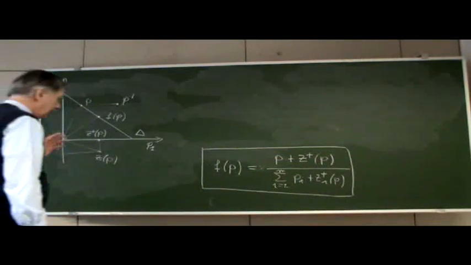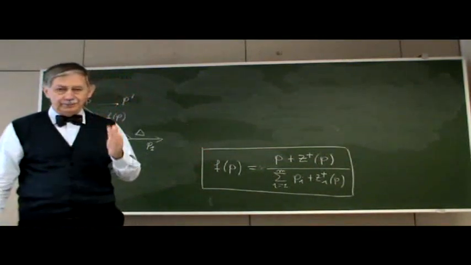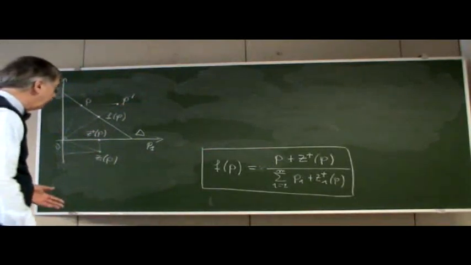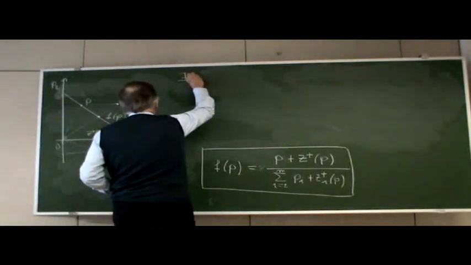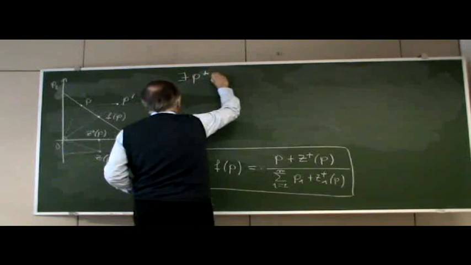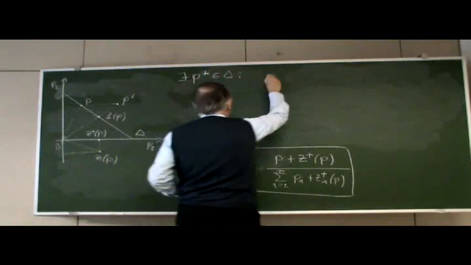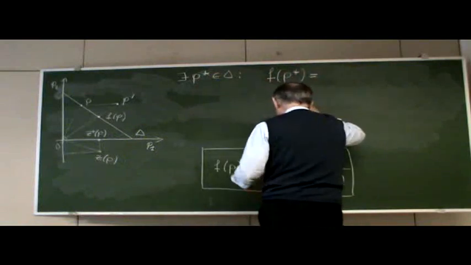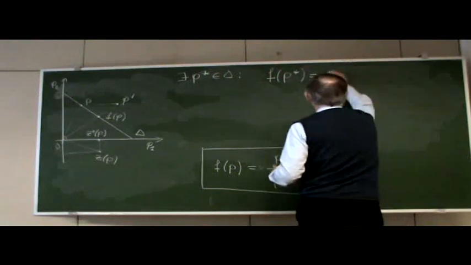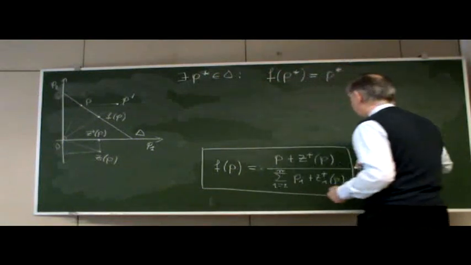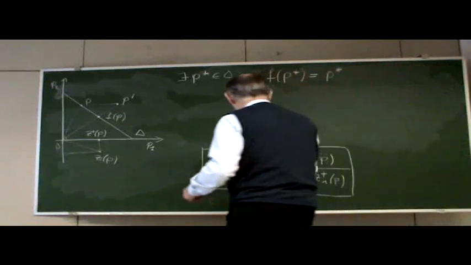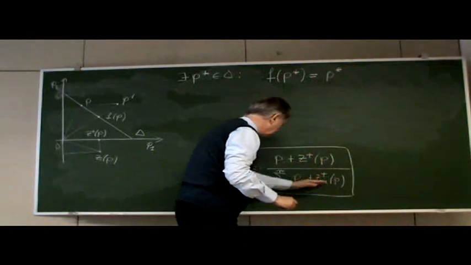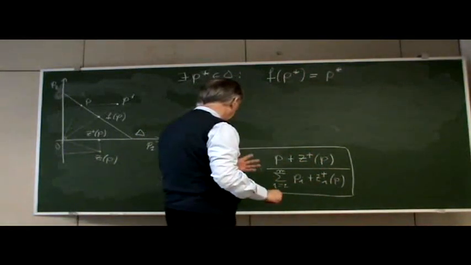Since function f verifies all the properties, all the assumptions, of Brouwer's fixed point theorem, there will exist a price system P star in delta such that f of P star is exactly equal to its image, P star. Simply you have that this function is equal to P star.